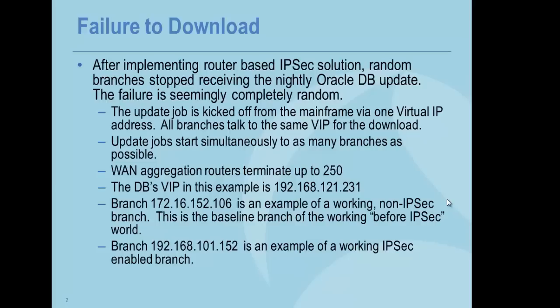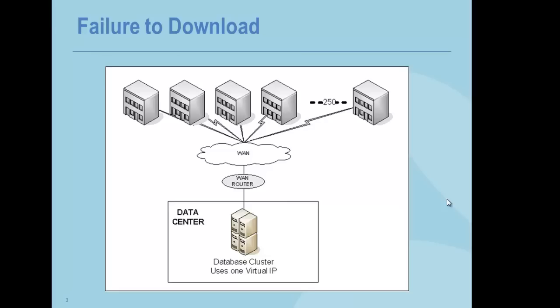So let me give you the visual first. We have up to 250 branches being terminated onto one WAN router. There's another sister router that looks just like this because every branch is dual homed to another data center, but for this exercise, it doesn't really matter. So we have a virtual IP and a mainframe, and that mainframe at the bottom of that screen is responsible for updating 1,000 branches in one shot. Okay, and it turns out mainframes can open up a lot of sessions and saturate the bandwidth.